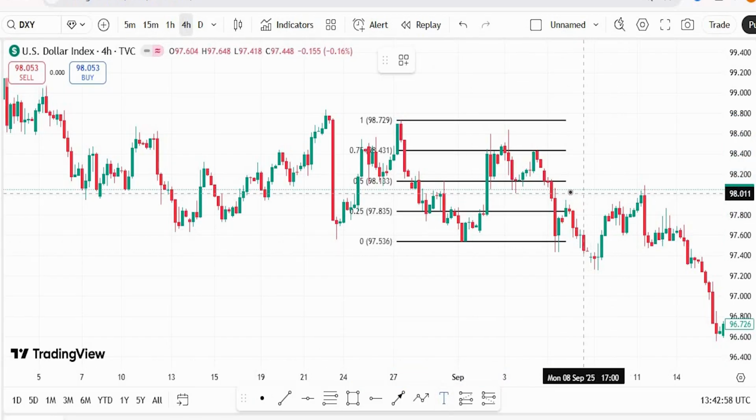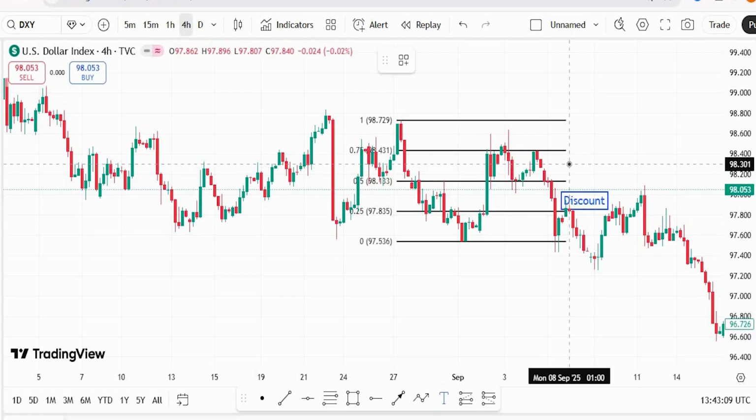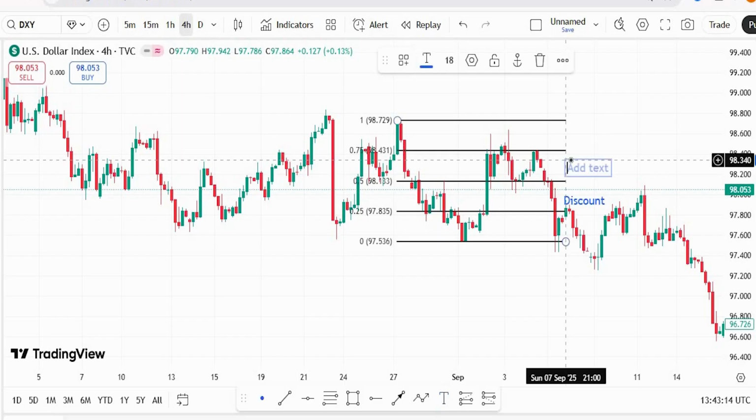The area below the 50% area is discount. The area above the 50% area is premium area. And as I have said, and you would have yourself watched it several times, or you would have heard it from the ICT himself, that we will trade the fair value gap in the downtrend only at the premium area.